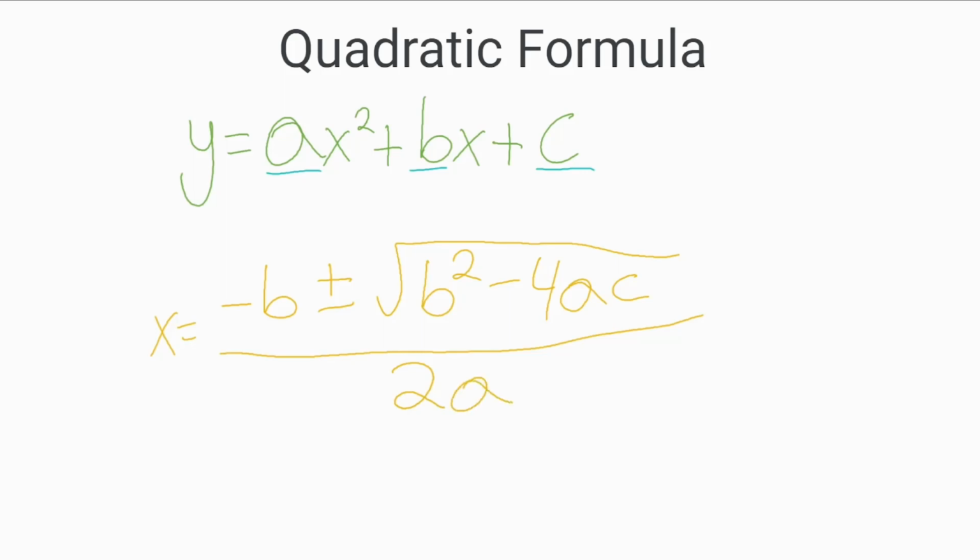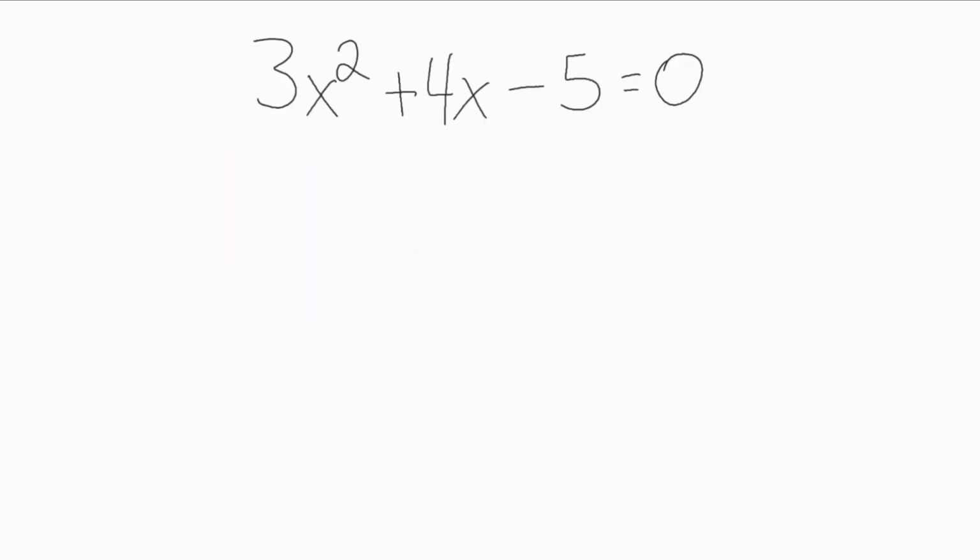So it's a mouthful and it's a lot to look at, but with practice and seeing an example, it's actually not terrible. So let's go ahead and look at one. Here we have the example 3x squared plus 4x minus 5 is equal to 0. Now, we probably don't want to factor this. In fact, you really can't. And this is where the quadratic formula shines.